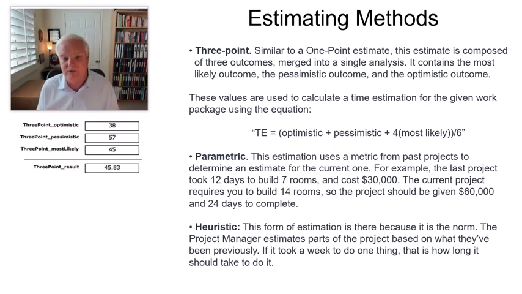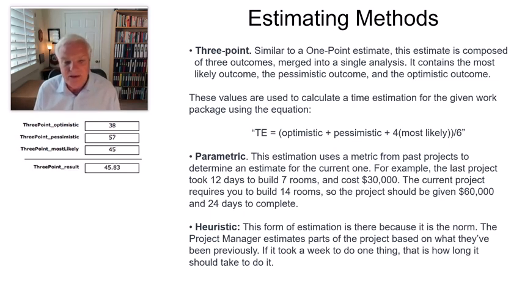Now, the next one you can use is parametric. This estimate uses a metric from past projects to determine an estimate for the current one. For example, say in your last project it took 12 days to build 7 rooms and cost $30,000. The current project requires you to build 14 rooms, so we're just going to double that. So the project should be given $60,000 and 24 days to complete. Not always going to work great, but it is one method for estimating.